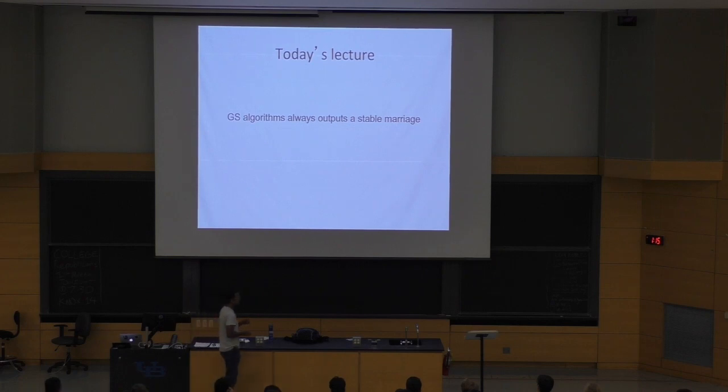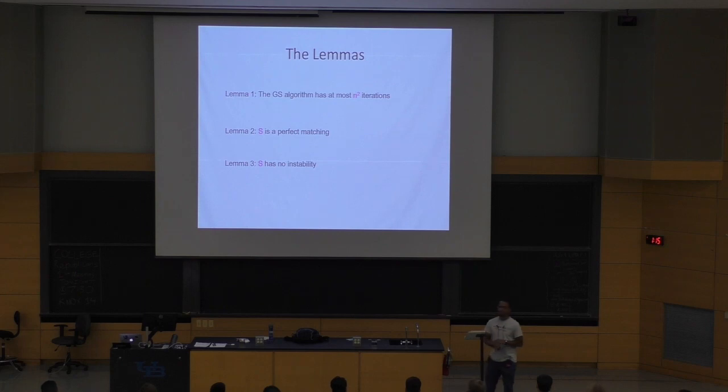So we're going to finish the proof today, hopefully today, that the output of the Gale-Shapley algorithm is indeed a stable matching. And we saw last time we'll do this via a sequence of 3 lemmas. The first one we proved last time, that is the algorithm terminates in at most n squared iterations. And today we're going to argue first that S is a perfect matching, and 2, that it has no instability. So remember, the definition of stable matching is perfect matching plus no instability.